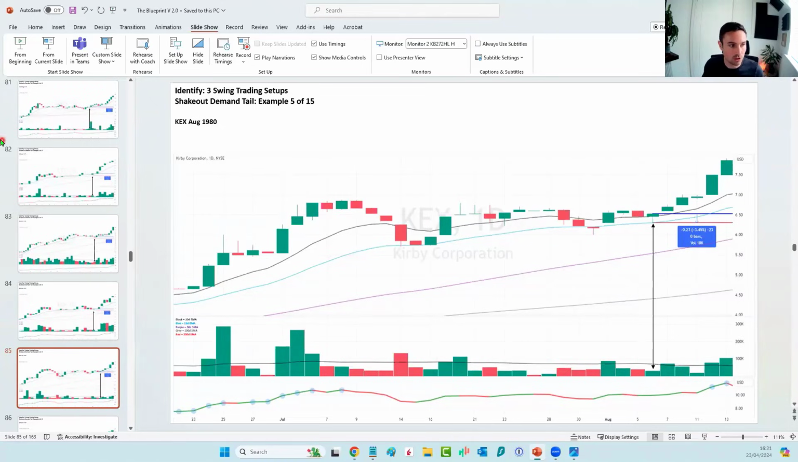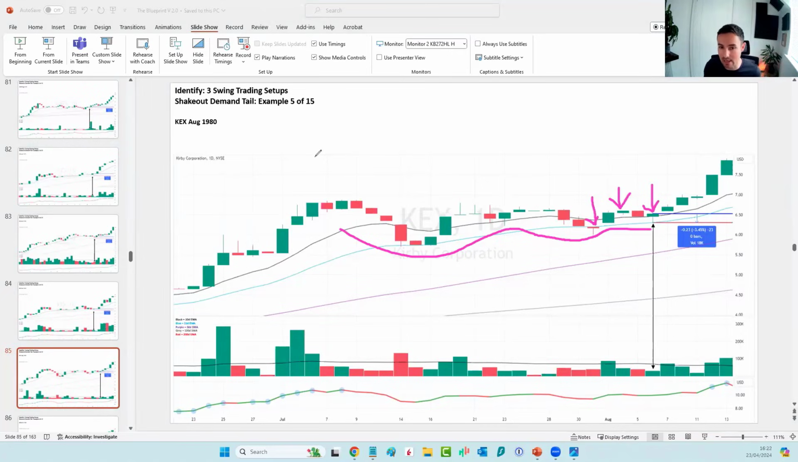Okay, so if I was to just draw on this one a little bit, it's kind of one contraction here, two contraction here, start tightening, but it then gives you spots. Can we look to maybe target this bar in here? Can we then free roll into the pop like that? Can we then look to add as the stock then breaks out through the high of this bar here?